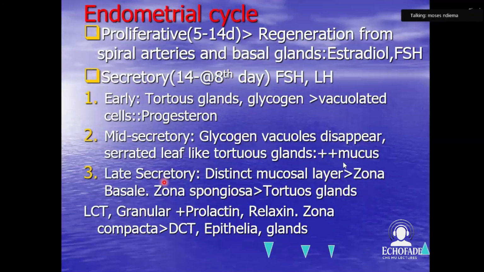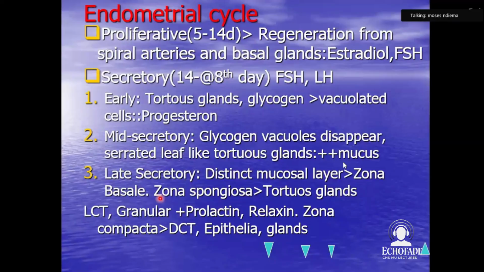At this stage also, there's an increase in connective tissue, and this is promoted by prolactin and relaxin. So at this stage, we have a very clear zona compacta with very dense connective tissue and the opening of the glands. That's what you call now the late secretory.